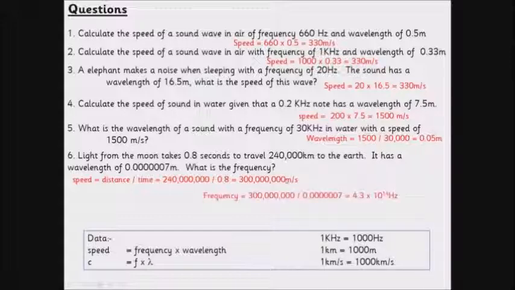We can now work out the frequency. The frequency is the speed divided by the wavelength, and we get an answer in standard form of 4.3 times 10 to the 14 hertz. Now on the higher paper, in the higher questions, you will be expected to handle large and small numbers, so you need to make sure you can put these into your calculator successfully.